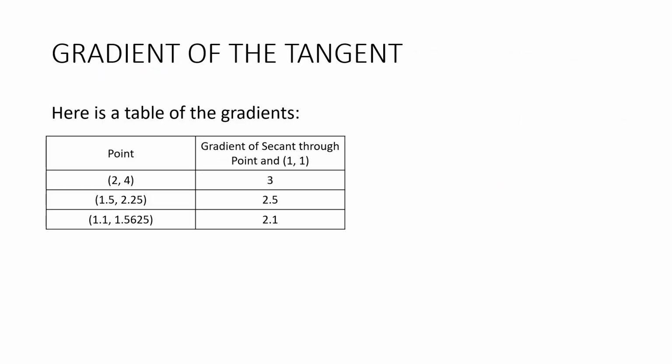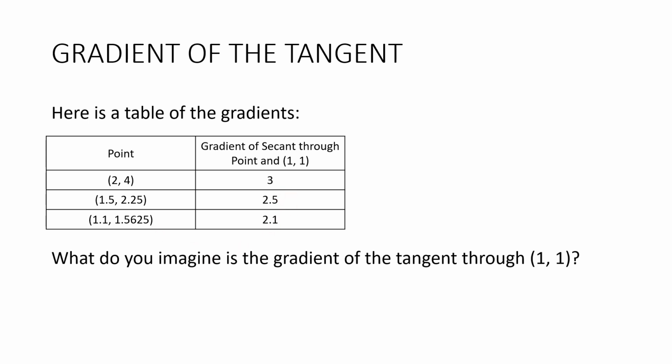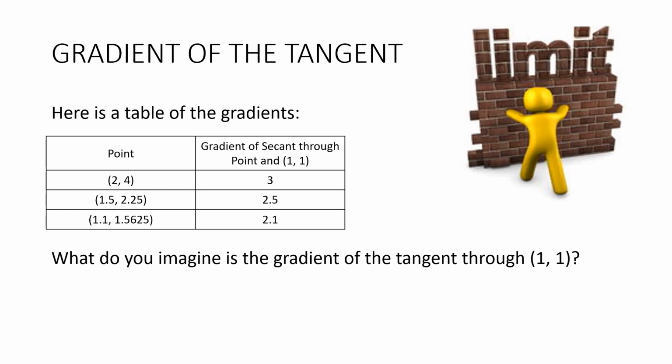So here's a table of those gradients. You can see the points getting closer and closer to the point 1, 1, and the gradient is decreasing. So what do you imagine is the gradient of the tangent through 1, 1? Of course, here we're talking about the limit, aren't we? A reasonable guess is 2.